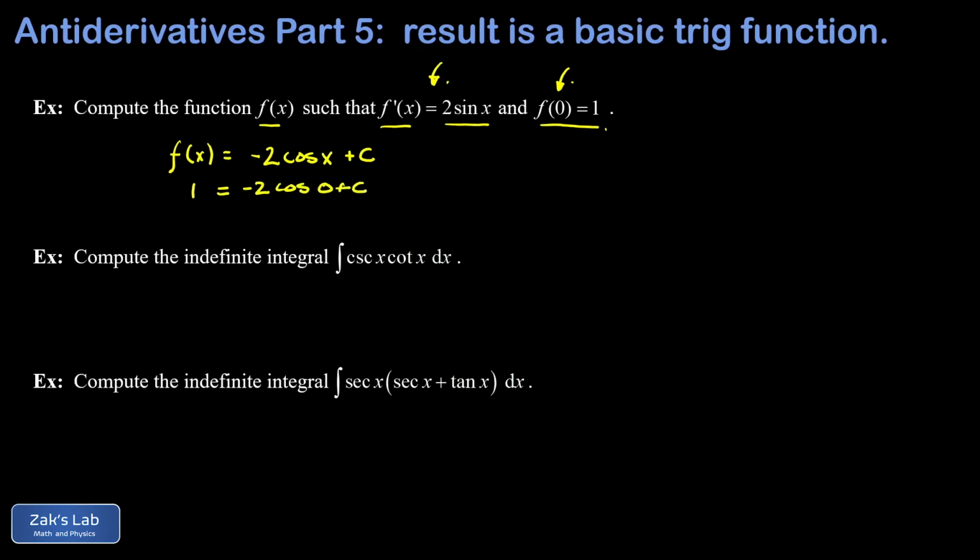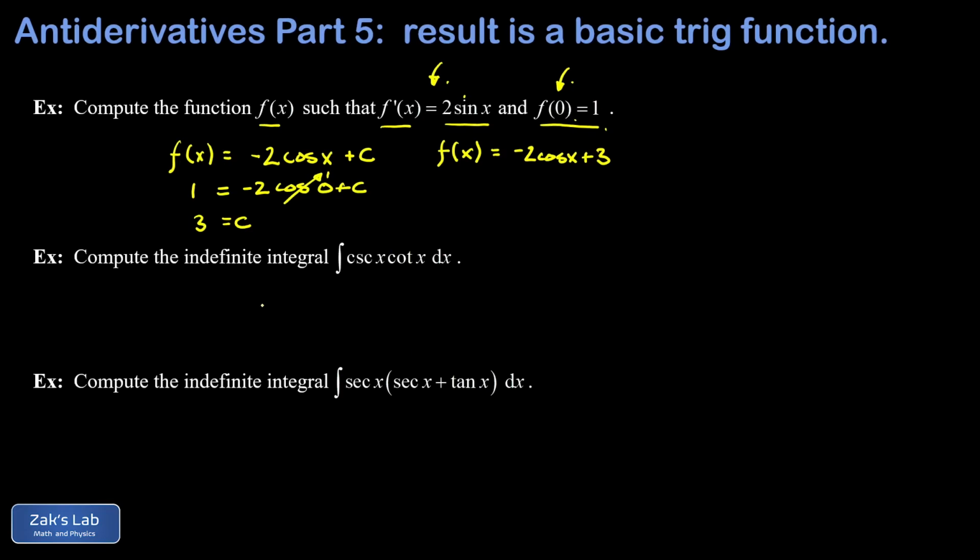That allows us to find the arbitrary constant. Recall that the cosine of 0 is 1. And then I'll add the 2 to both sides, and I end up with 3 equals c. Finally, we plug in that value for the arbitrary constant back into our general solution, and I end up with negative 2 cosine x plus 3. And that's the unique function that satisfies the differential equation, f prime of x equals 2 sine x, and passes through the point 0, 1.